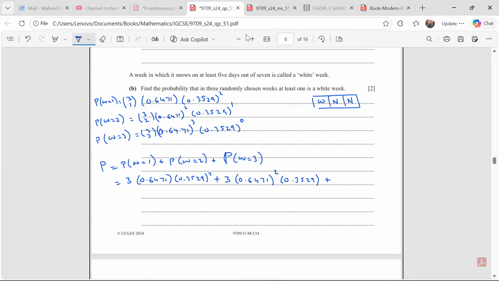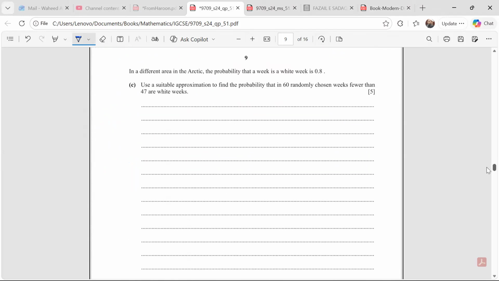So this is 0.6471 to the power 3, and again this power 0 is 1. So if I calculate all these things, it comes out to be 0.9561. Okay, interesting. I hope you understand all the logic and all the calculation and everything.